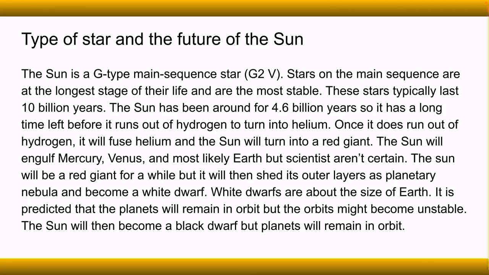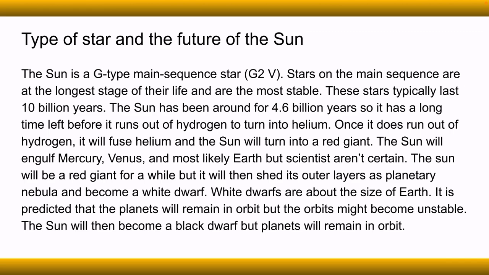Once it does run out of hydrogen, it'll fuse helium and the sun will turn into a red giant. The sun will engulf Mercury, Venus, and most likely Earth, but scientists aren't certain. Yes, I know I made a mistake there. The sun will be a red giant for a while, but it will then shed its outer layers as a planetary nebula and become a white dwarf.